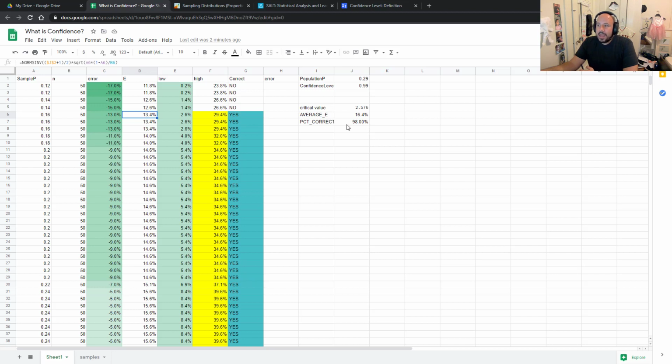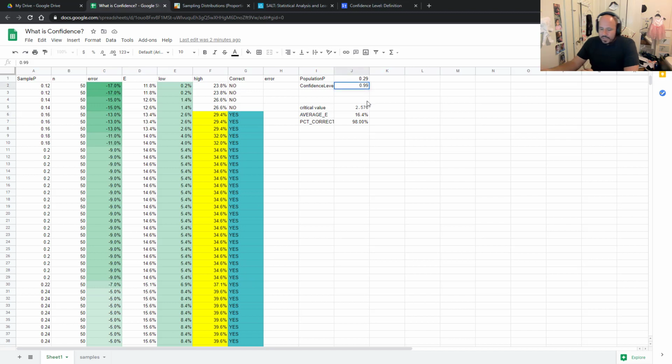Okay. And so that's what we're seeing right here, that even though we have an average margin of error of about 16.4%, which is a lot, which is really big, well, the good side of having that margin of error that large is that, guess what? By hedging that much, I am going to be right almost 99% of the time.